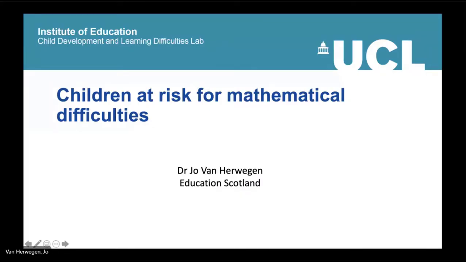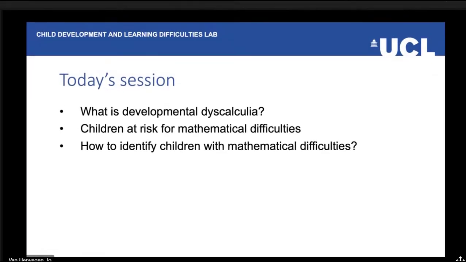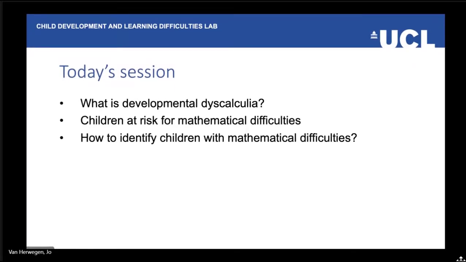So, hello everybody again. Following on from yesterday, today we'll look at children who are at risk for mathematical difficulties or mathematical learning difficulties. We'll talk a little bit more about what developmental dyscalculia is and how that is different from mathematical learning difficulties. Later on, I'll talk a bit more about children who are at risk for mathematical learning difficulties. And hopefully by the end of this session, you'll be able to identify children who are having mathematical learning difficulties.